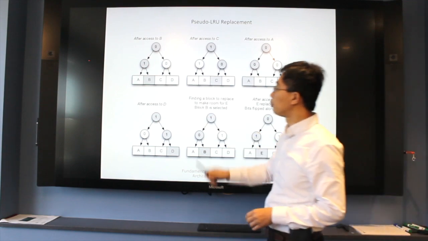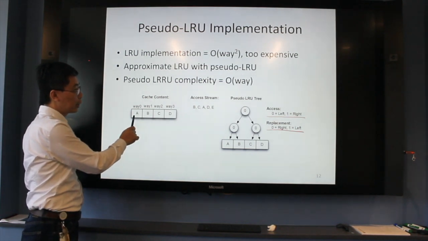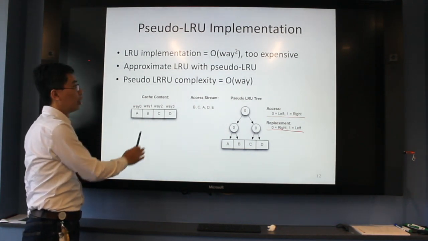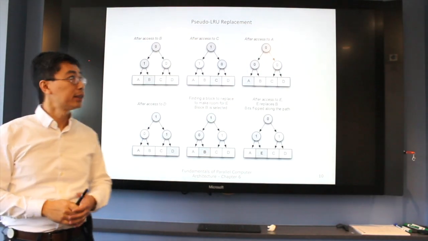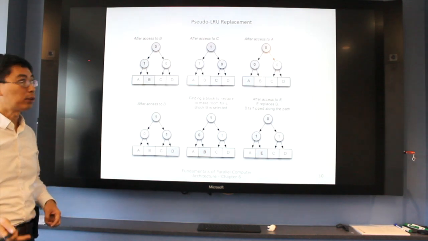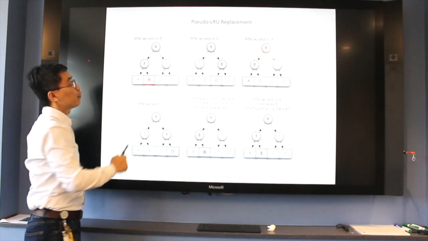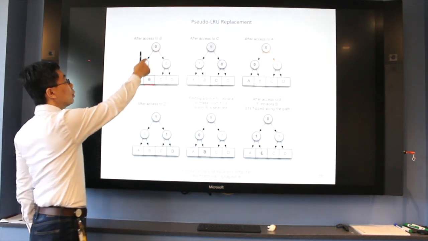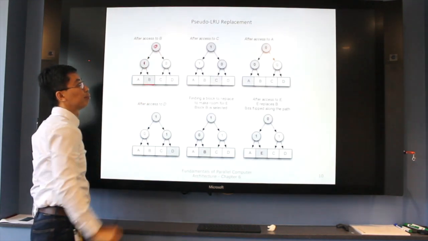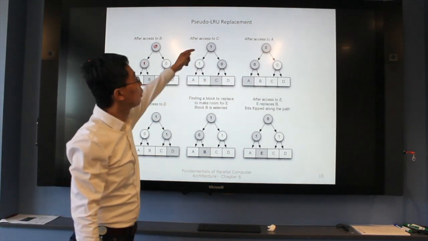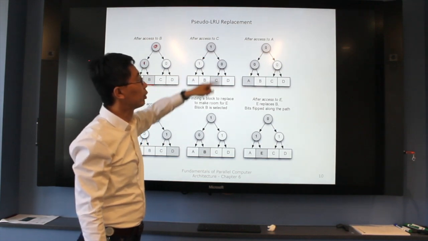Here is an example. Suppose our initial case is the cache has content A, B, C, D. Now we want to update the bits essentially so that we know which one to evict. Okay, so when we access B, B is located here. So traveling from the root to B, you have to turn left and then turn right. That means you have to put a 0 here and a 1 here. When you access C, you have to turn right and then turn left. So along the path, you put a 1 and then 0.